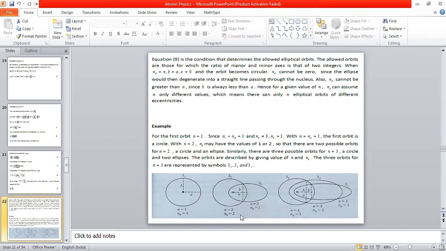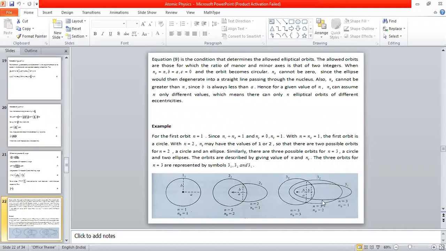But if you go to the case of n5 is equal to 1 and n is equal to 2, n is equal to 2 ಒಳಗಡೆ n5 2 ನೇ ಇರಬೇಕು ಅಂತ ಹೇಳಿದ್ರೆ n5 1 ಬರುತ್ತೆ. n5 1 ಬಂತು ಅಂತಂದ್ರೆ n5 by n 1 by 2 ಆಗುತ್ತೆ. 1 by 2 ಅಂತಂದ್ರೆ it is less than 1. So therefore b by a less than 1. So therefore b is less than a. So therefore it actually yields an elliptical orbit. So therefore in the case of second orbit n is equal to 2, two suborbits are possible. One suborbit is circular orbit, another suborbit is elliptical orbit.